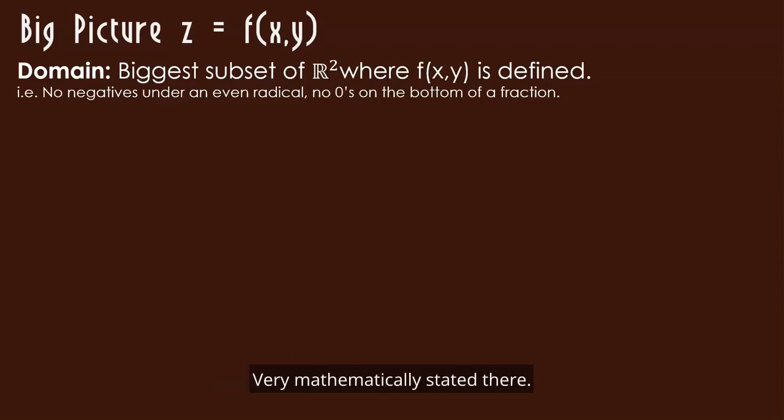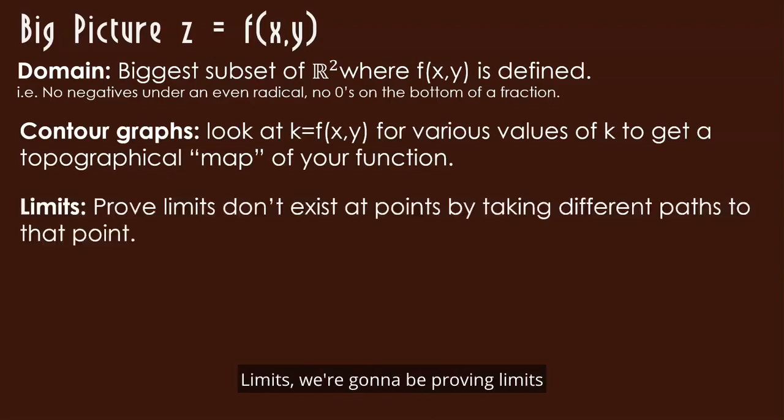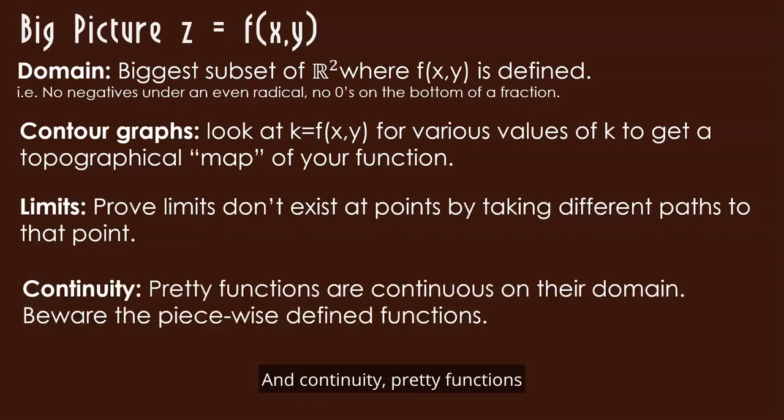Very mathematically stated there. Contour graphs. You look at k equal f of xy for various values of k to get a topographical map of your function. Limits. We're going to be proving limits don't exist at points by taking different paths to that point. And continuity. Pretty functions are continuous on their domain. Beware of piecewise defined functions. That's the big picture. So those should be the 4 takeaways from this lecture today.